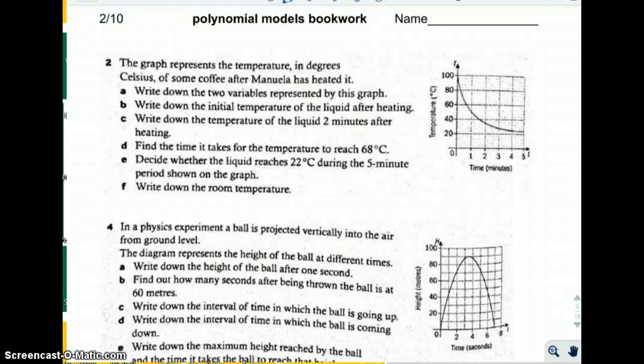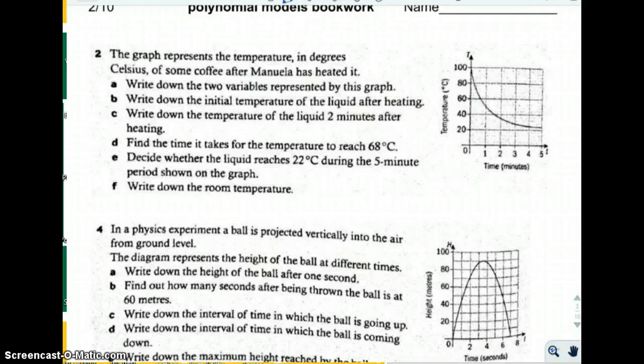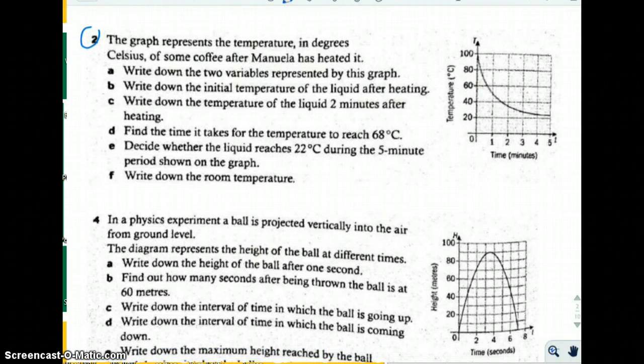This is page 2 of the polynomials problem set. Number 2, the graph represents the temperature in degrees Celsius of some coffee after Manuela has heated it. Write down the two variables represented by this graph. Okay, so there's time and there's temperature.